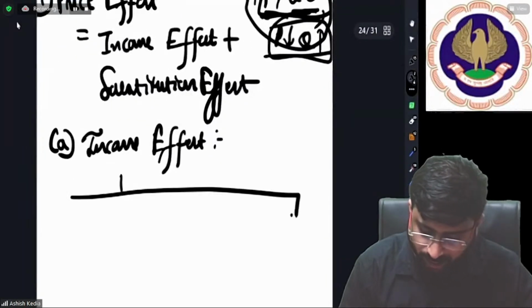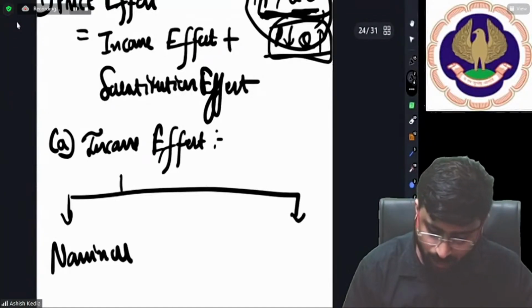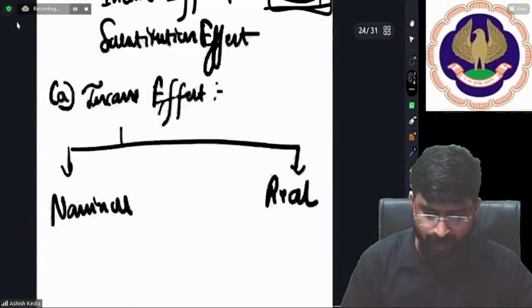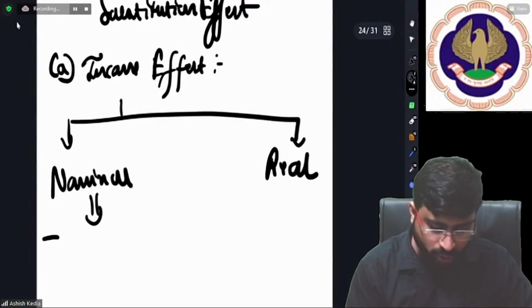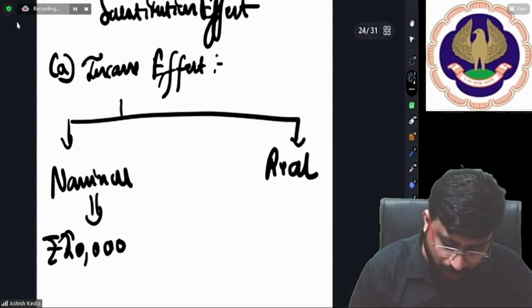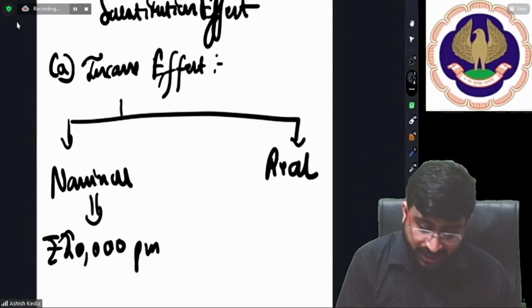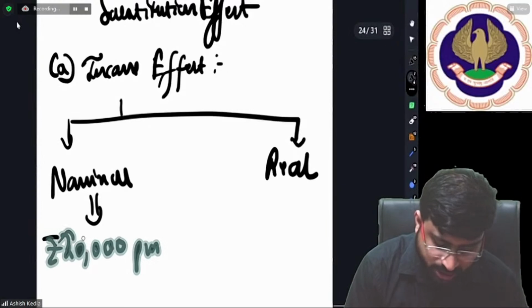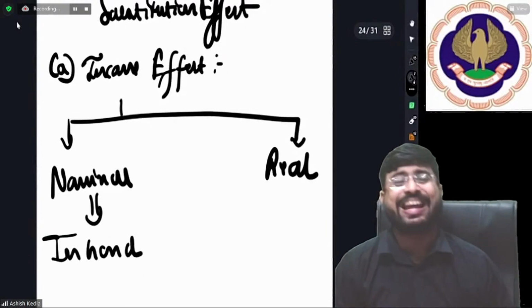There are two types of income. One is called nominal income, one is called real income. What is nominal income? Cash in hand. Suppose your salary is 20,000 rupees per month. That is nominal income. Nominal income relates to the money that you are getting in hand.